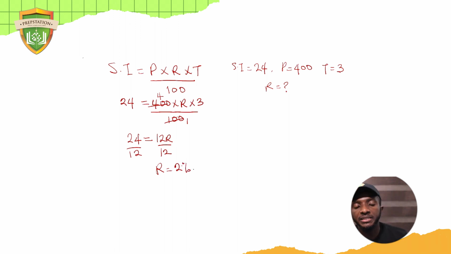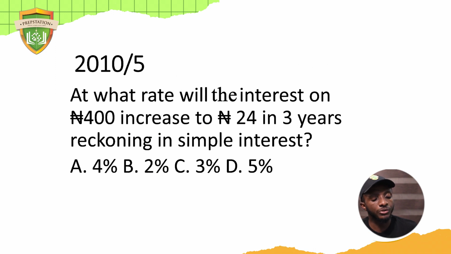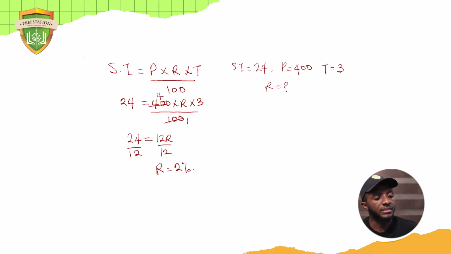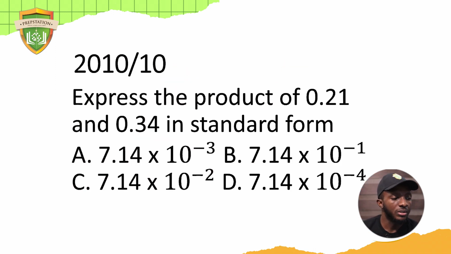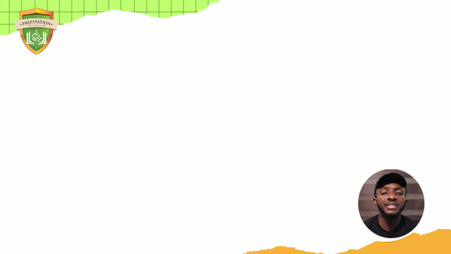Remember, rate is taken as a percentage. So you go back, that's option B, 2%. Next question. Same 2010, but number 10. It says express the product of 0.21 and 0.34 in standard form.